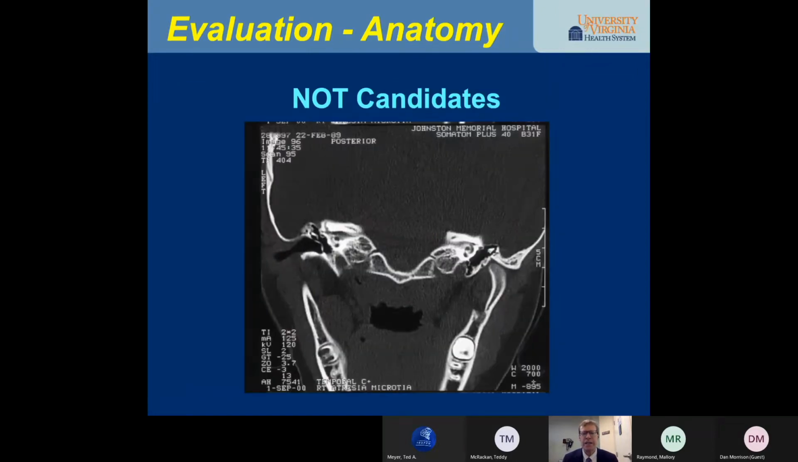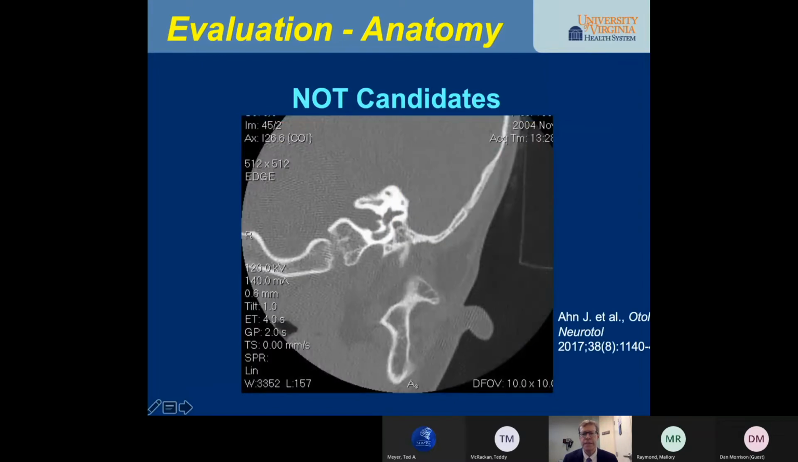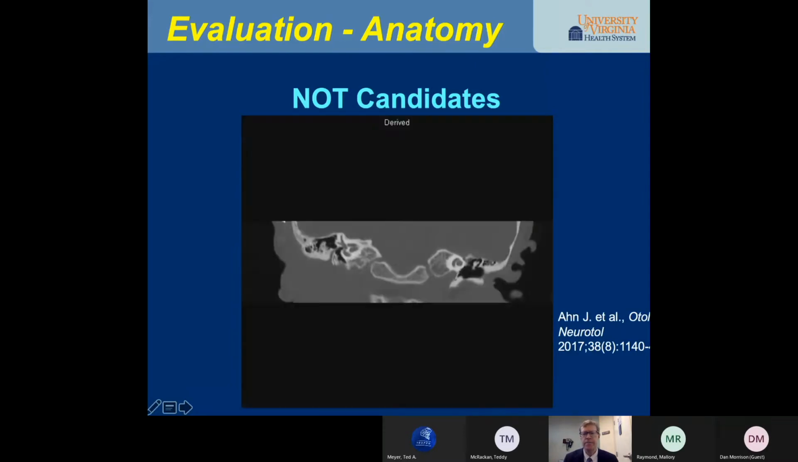Here are a couple of CT scans that are pretty obvious they're not candidates. Here, the tegmen is too low. If you try to drill into the middle ear, you're going to be in the middle fossa. Same with this one. There's no air in the middle ear. The tegmen is really low. You can't access the middle ear. Not a candidate.